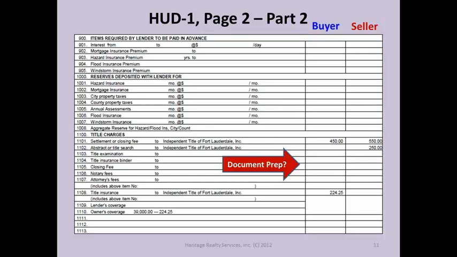But on the second page, I noticed that the attorney, the settlement or closing fee, charged the seller $1,200. Where you see $550 here, charged $1,200. I've seen other closing companies, agents, and attorneys charge as much as $1,700 or $1,800 to the buyer. Just way out of line.